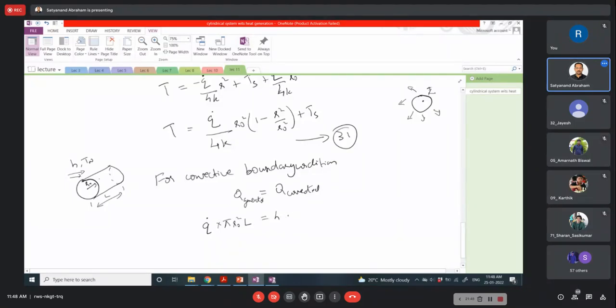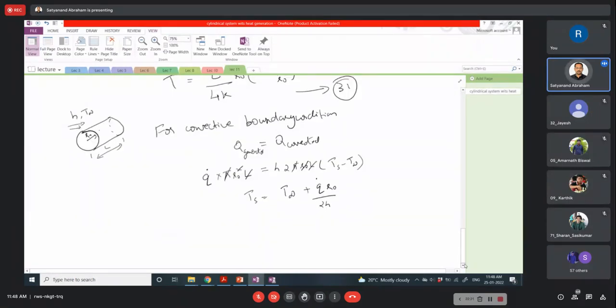Here you can see h into the surface area 2 pi R0 L into (Ts minus T infinity). From here we can get Ts: pi cancels, R0 one cancels, L cancels. So we get Ts equal to T infinity plus Q generated by 2h into R0. This is the surface temperature for a convective boundary condition. Convective boundary condition means we don't know the surface temperature. We know only the convective heat transfer coefficient and the ambient temperature, but we know the volumetric heat generation, so based on that you can calculate Ts.